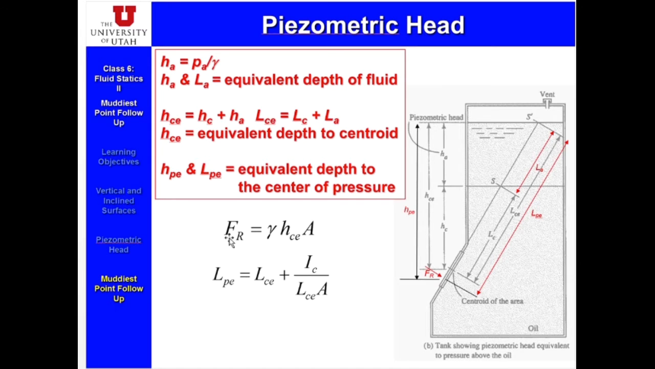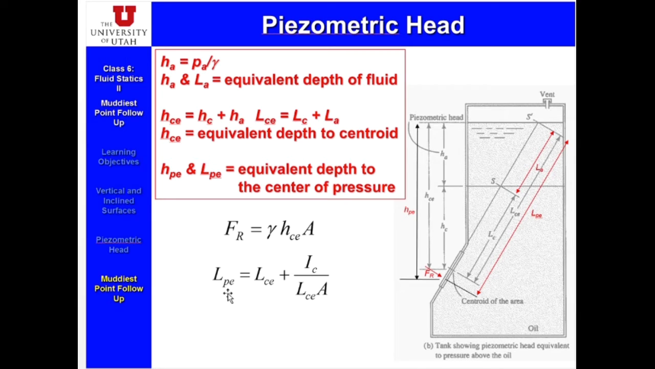Talking about the resultant force, for this system that's pressurized, the resultant force is equal to the specific weight times H sub CE, the equivalent depth of the fluid along the vertical from the piezometric head surface, times the cross-section area of the submerged object that we're looking at. And then the other piece is that we need to look at the equivalent depth to the center of pressure.